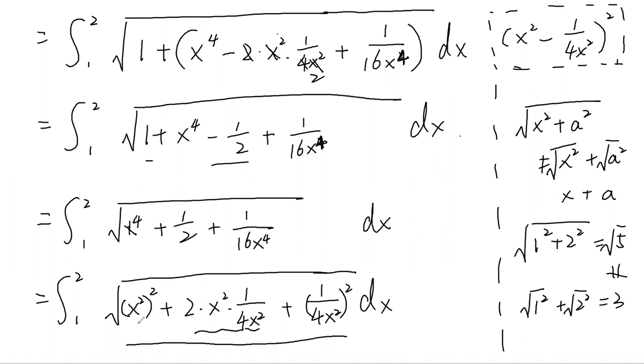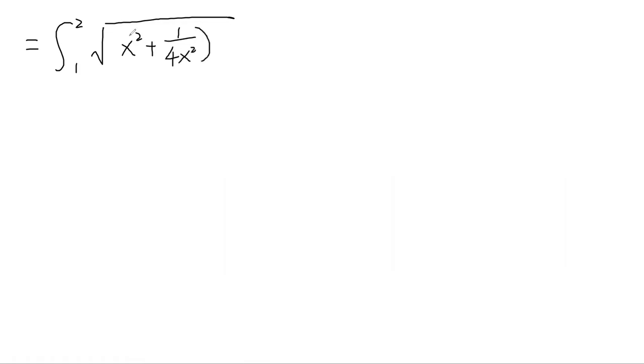Now you can see that the first term is something like a squared, the second term is 2 times a times b, and the last term is b squared. Here, a is x squared and b is 1 over 4x squared. So it's a complete square. Then we can write it as the square root of (x squared plus 1 over 4x squared) squared, dx.